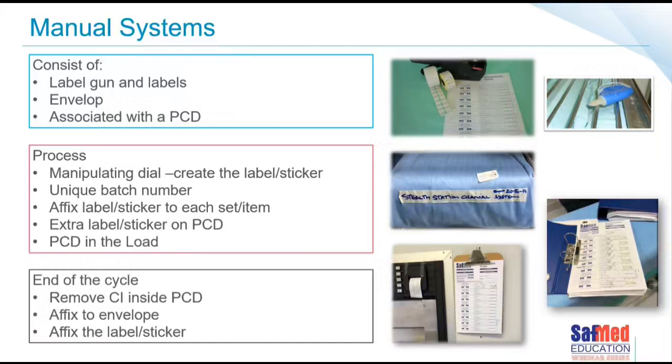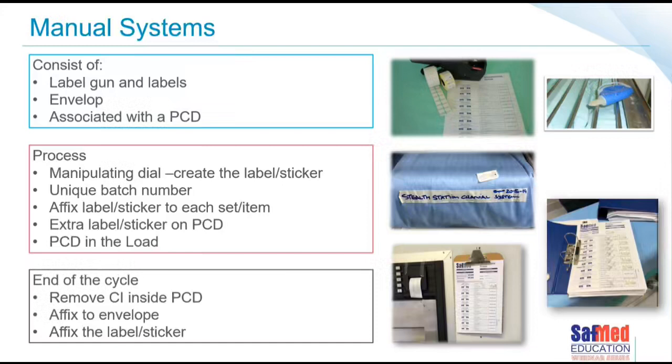Of course, the process is that you create that unique batch code, you put the sticker on every set or every item that's now being loaded into the autoclave or the sterilizer, depending on what sterilization method you are using. You're going to put an extra label in the process challenge device. The process challenge device is going to be used, as you know, as indicated by the manufacturer.